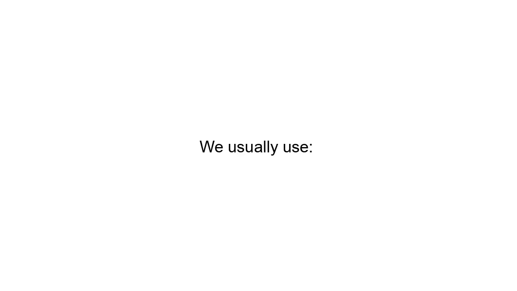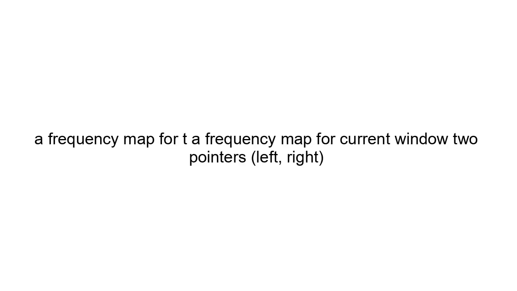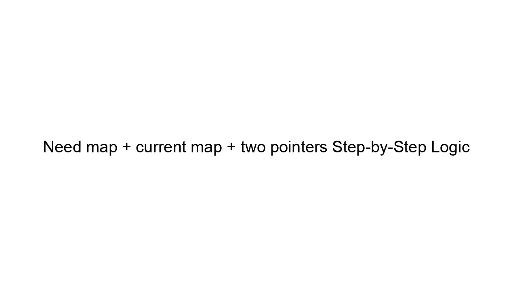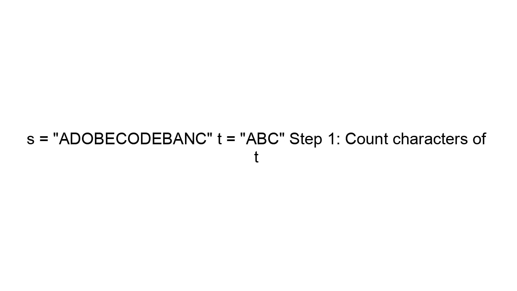Data structures used. We usually use a frequency map for T, a frequency map for current window, two pointers, left, right. Example concept. Need map plus current map plus two pointers. Step-by-step logic. Suppose S equals ADOBECODEBANC.